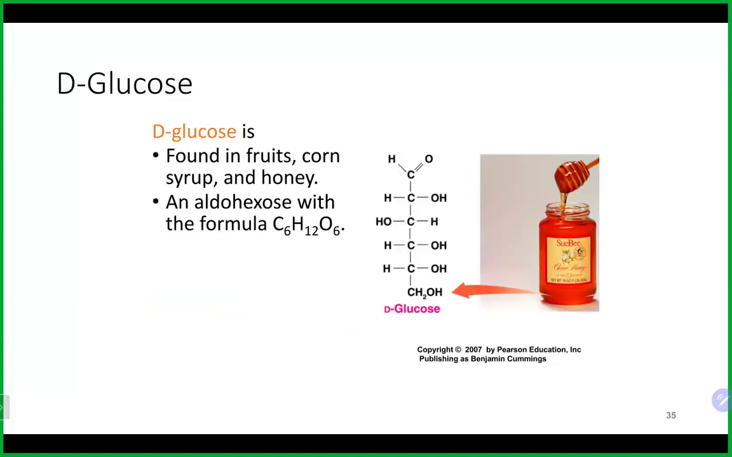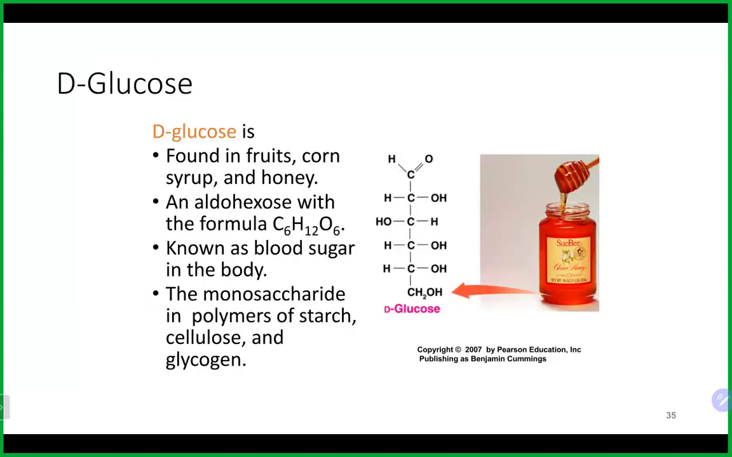So let's take a look at each of these individually here. We'll start with glucose. D-glucose is found in fruits and corn syrup. Glucose is its name, and it's an aldohexose, which describes, as we were just talking about, that it has the aldehyde group, and it also has 6 carbons attached to it.